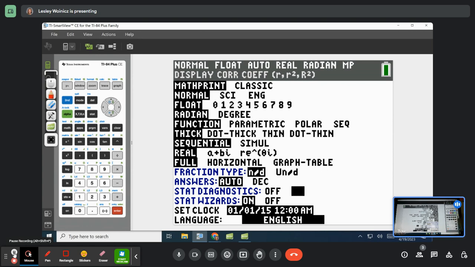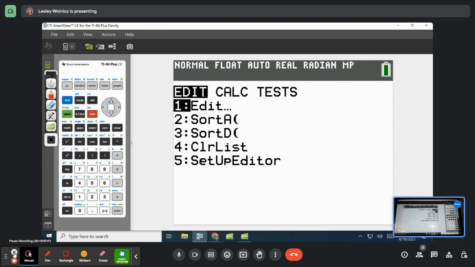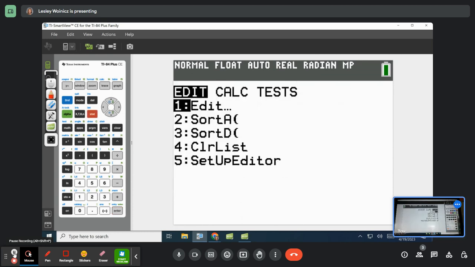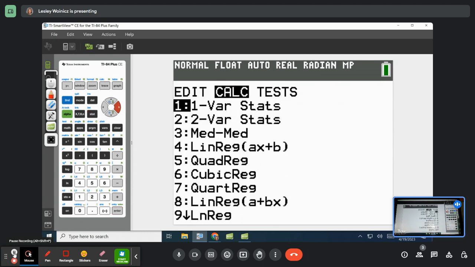Okay, then go to stat. Go to edit, and we're going to put in our list of answers from the principals. So the first one said 6, then a 3 and a 3 and a 2 and a 1. Okay, back to stat. Now we're going to calculate our one variable statistics.